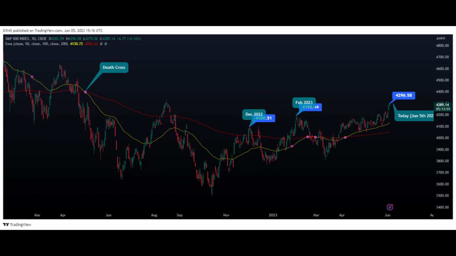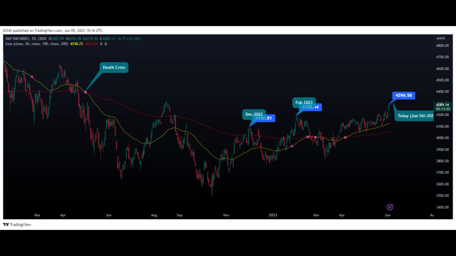This means that the overall direction of the index has been upward during this period. Since the uptrend began, the price of the S&P 500 index has been making higher highs, which indicates increasing bullish momentum. Specifically, we observed higher highs in December 2022, February 2023, and June 2023. These higher highs suggest that buyers have been in control, pushing the price to new peaks.